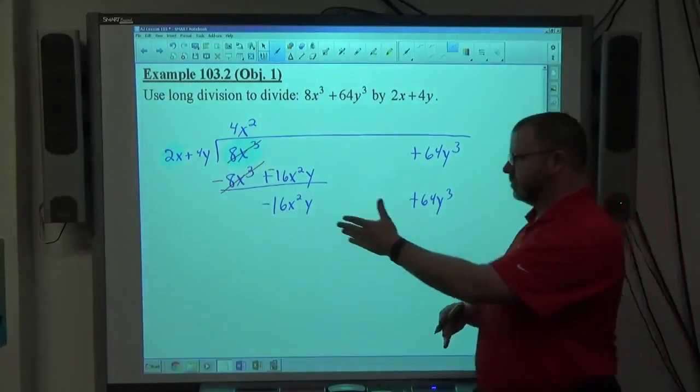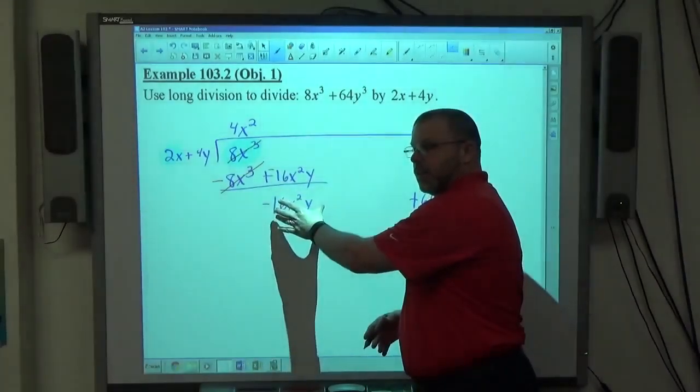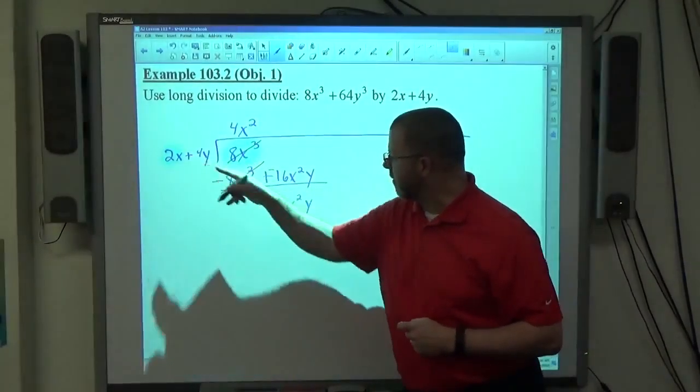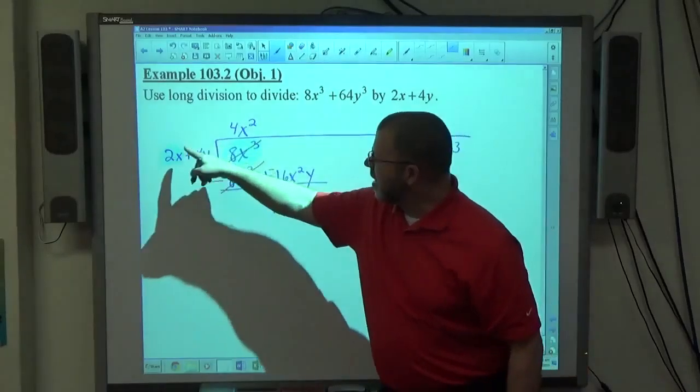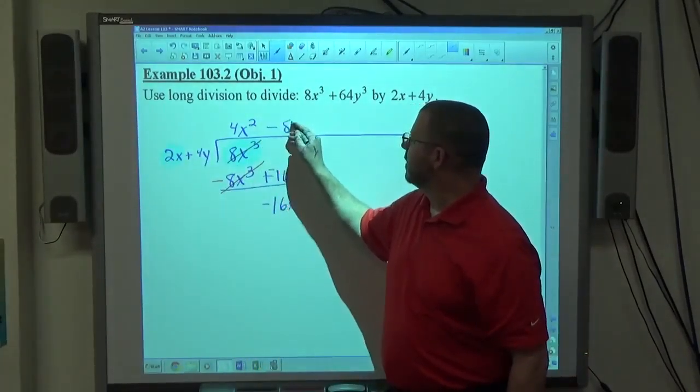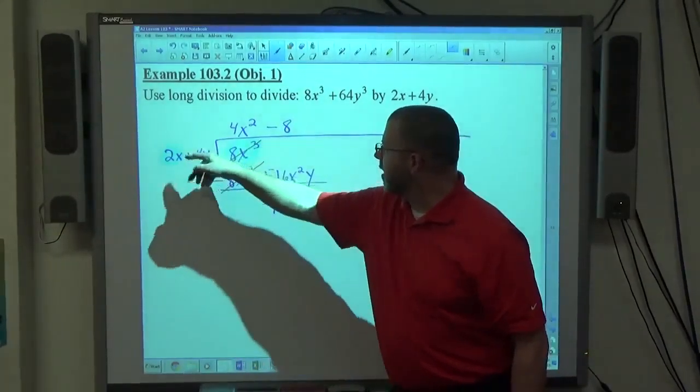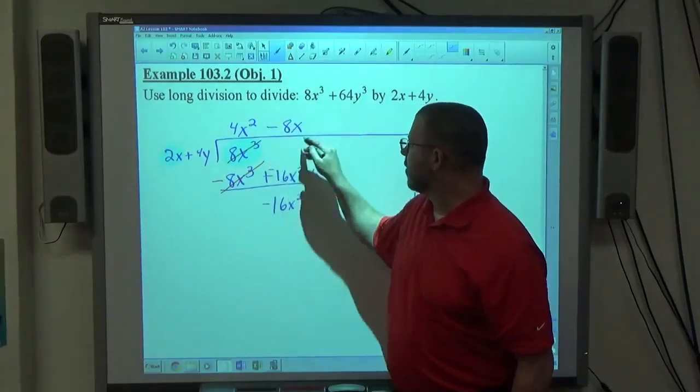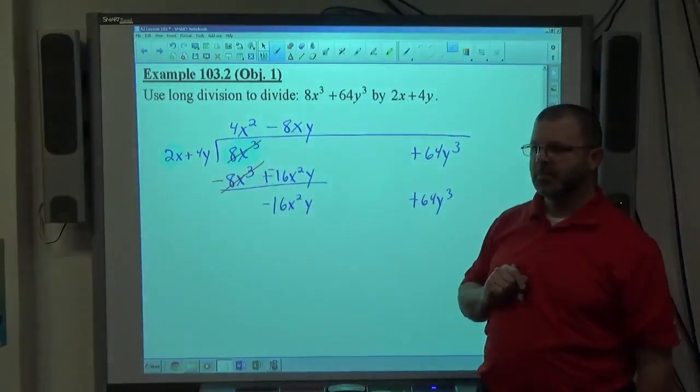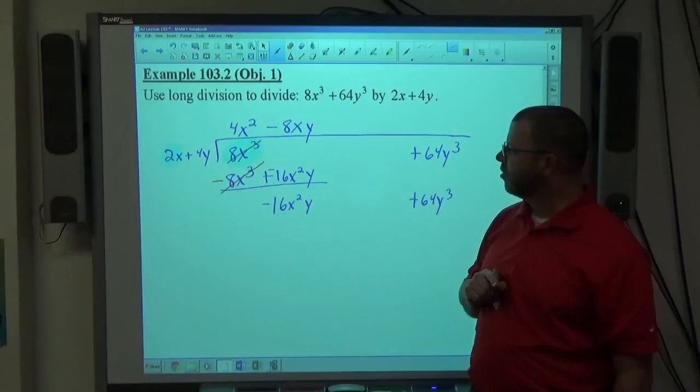Next thing, I've got the next dividend, right? I take the first thing divided by the first thing. Negative 16 divided by positive 2 makes negative 8. X squared divided by x makes x to the first, and y divided by nothing makes y. So negative 8xy is the quotient.